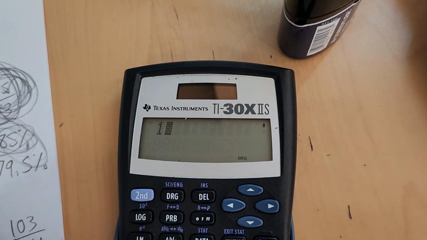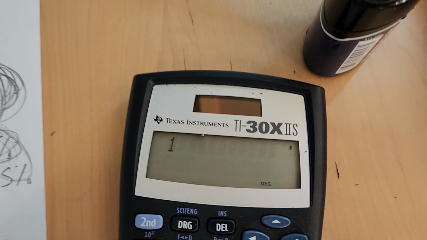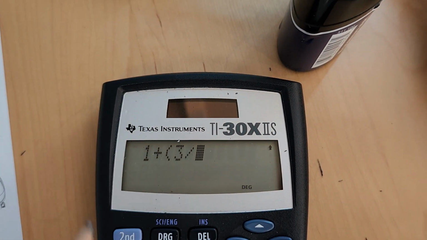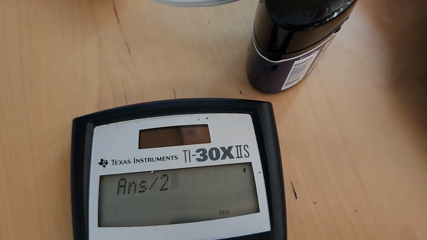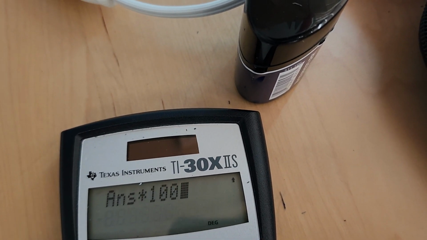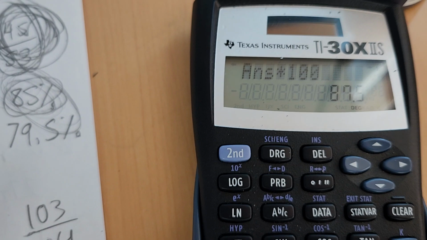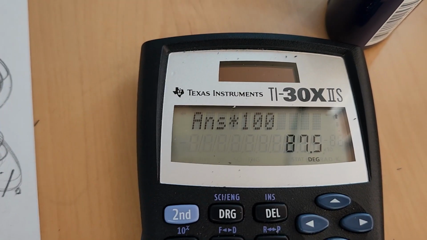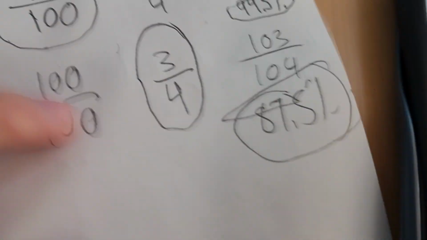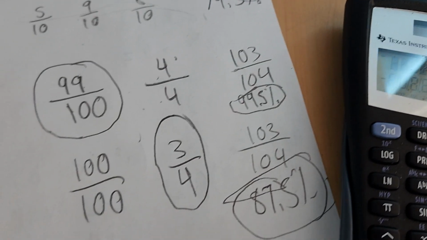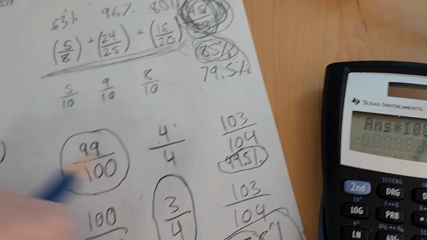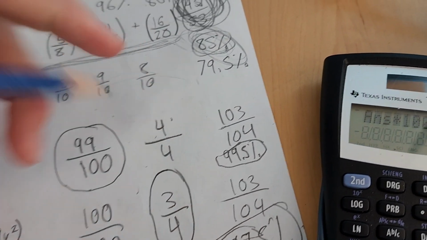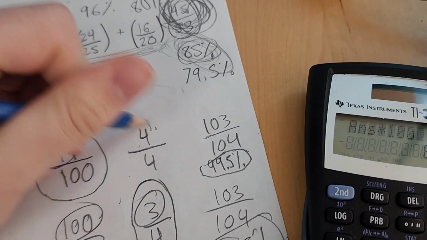But if you go here, 100 over 100 is just 1, plus 3 over 4 gets you 1.75, divided by 2 sections times 100. You get an 87.5. These are 2 different marks because these sections are different. Because they don't have the same denominator. You cannot just add the top number and add the bottom number.